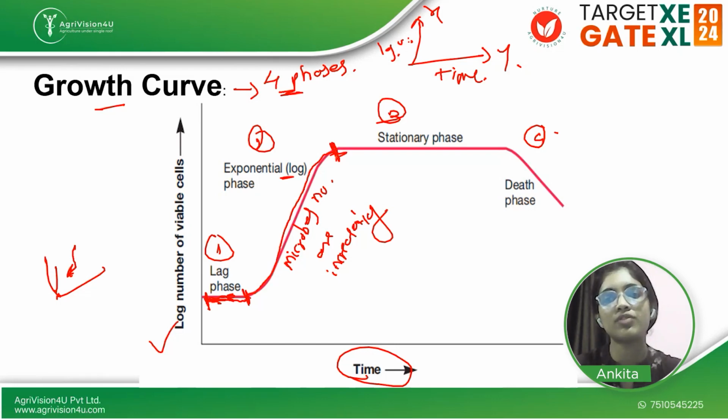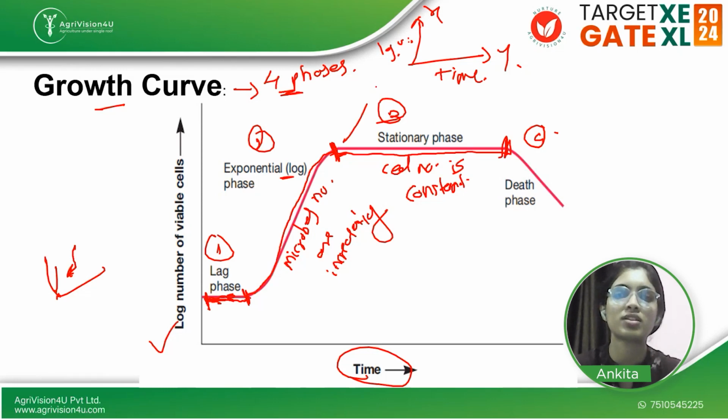Now from here, in the stationary phase, what is happening? Your cell number is constant. You can see over here, is the stationary phase like this? No, it is the steady one. So here your cell number is constant. Now here you can see there is a decline. Decline means your cell number is reduced. In the death phase, your cell number is reduced.